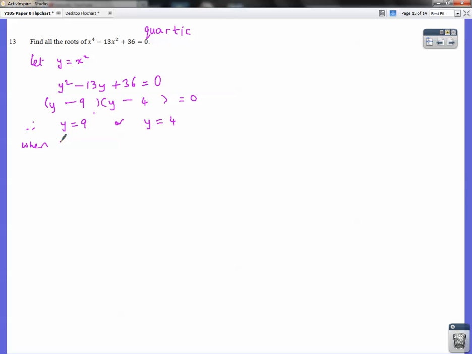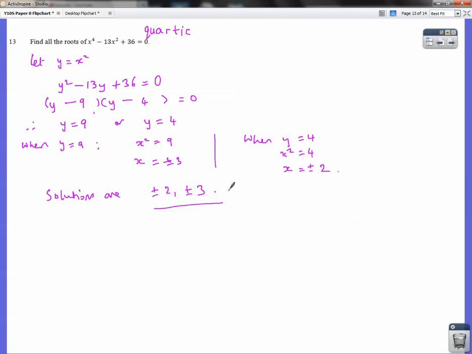So when y is 9, we have x squared equals 9. When we square root, we have a positive and a negative square root of 9, so x is plus or minus 3. And when y is 4, we have x squared equals 4. When we square root, we get x is plus or minus 2. So we have 4 solutions altogether. The solutions are plus or minus 2 and plus or minus 3. So 4 possible solutions altogether.